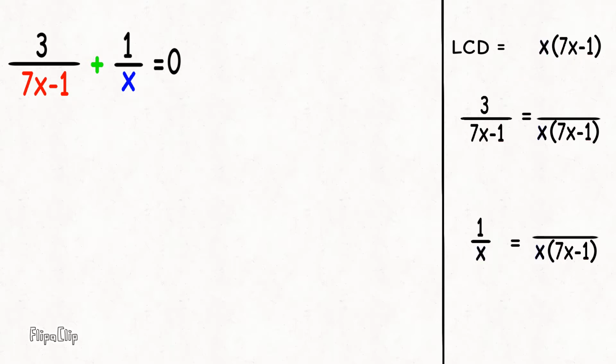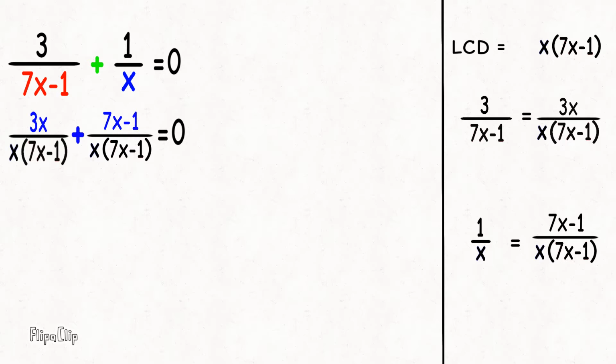Now here's how we find the equivalent numerator for the first fraction. And here's how we find the equivalent numerator for the second fraction. Now our denominators are the same, so we are just going to add the numerators to get 3x plus 7 minus 1 over x by 7x minus 1 is equal to 0.